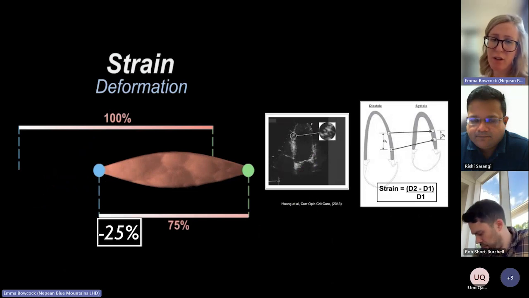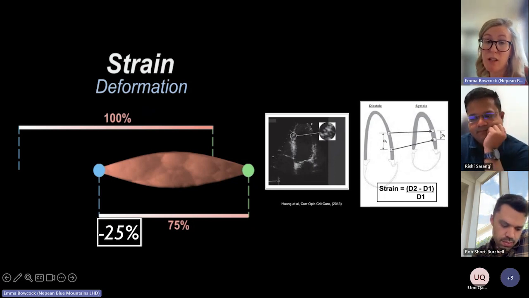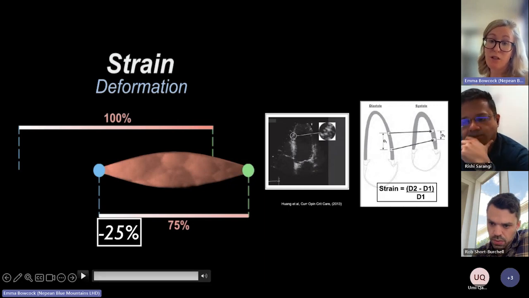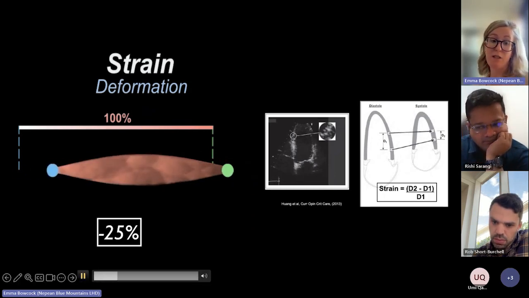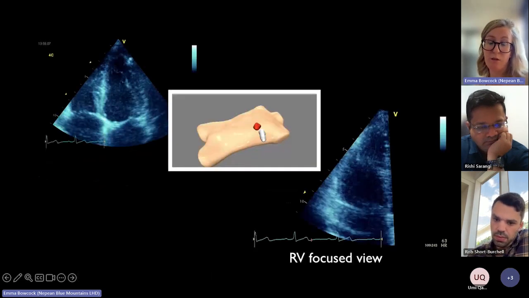Strain, again, I will have a whole session on this. Normal values are greater than -20. It uses speckle tracking, which looks at these little kernels. You measure the deformation, so the change in length. You take your new length, subtract it from your starting length, over your initial starting length. As you can see from this graphic, if you go from this length to 75% of that, then your strain or your deformation is going to be -25. And we can talk about this some more.